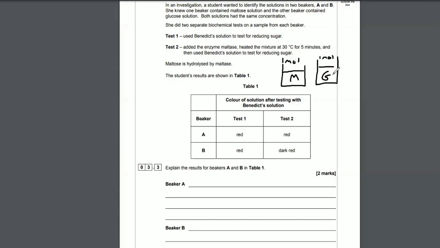Test 1, she used Benedict's test on each beaker to see if there's a reducing sugar. Test 2, she added the enzyme maltase and then repeated the Benedict's test at a temperature of 30 for 5 minutes.